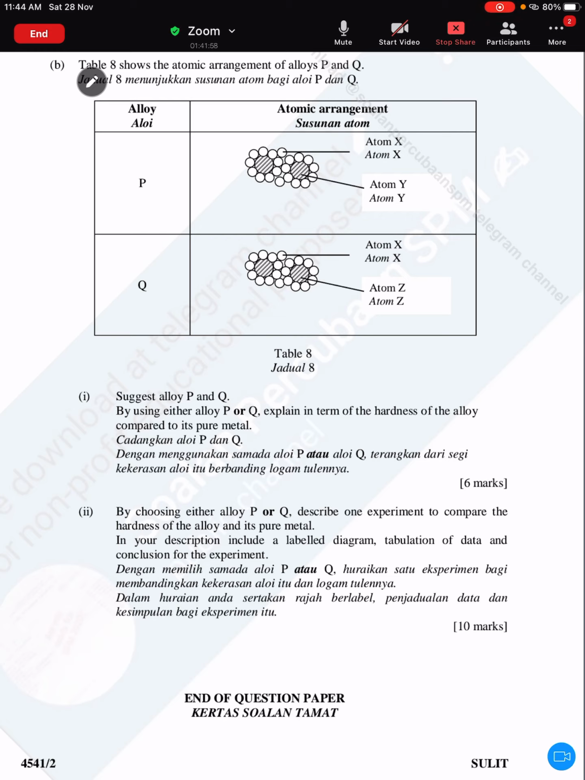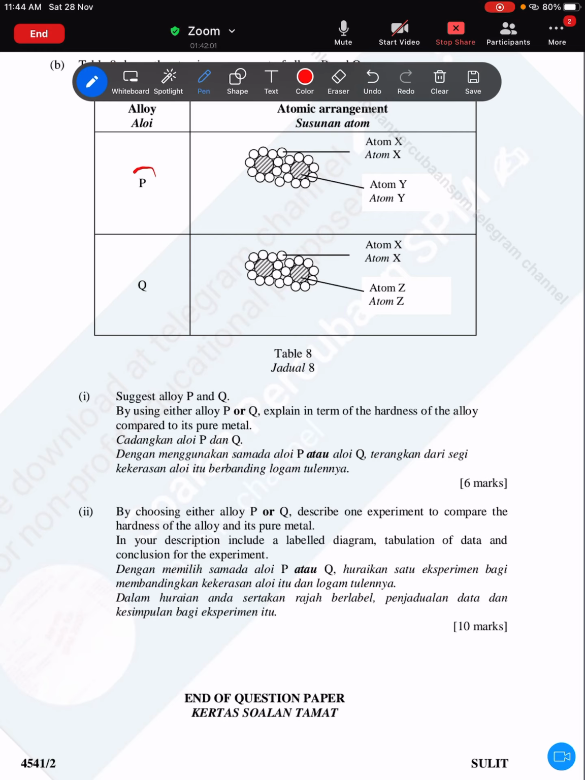You must remember, guys, both P and Q are using the same atom X. Therefore, you need to suggest an alloy that has the same element for both. Therefore, I will say P might be bronze, and Q is what? What is Q? Brass, right? Brass.